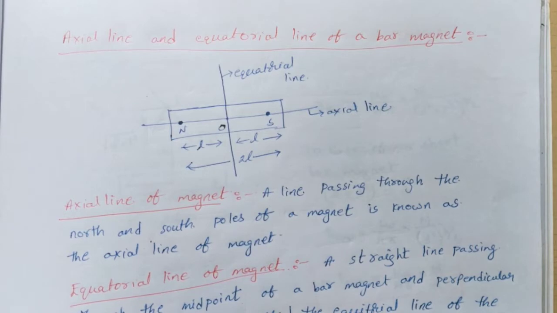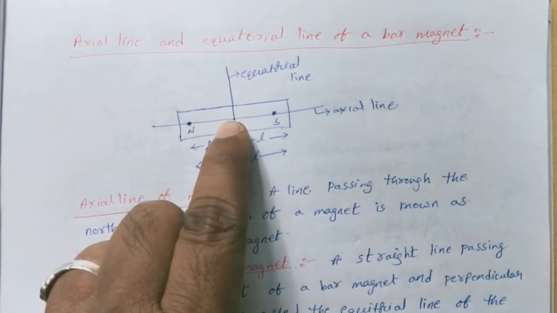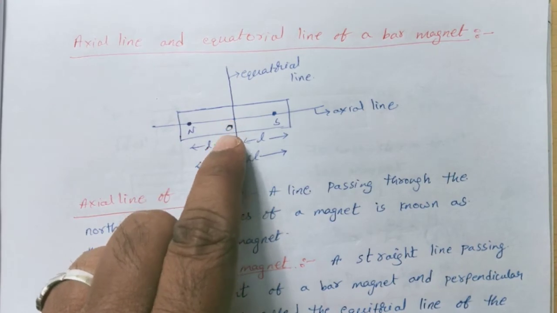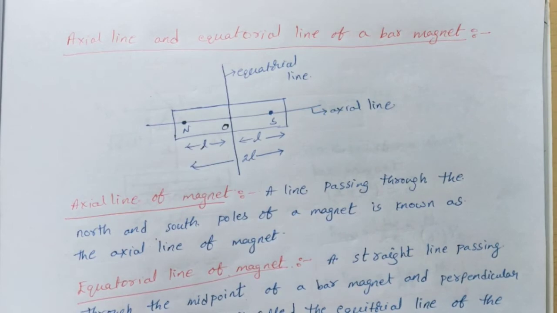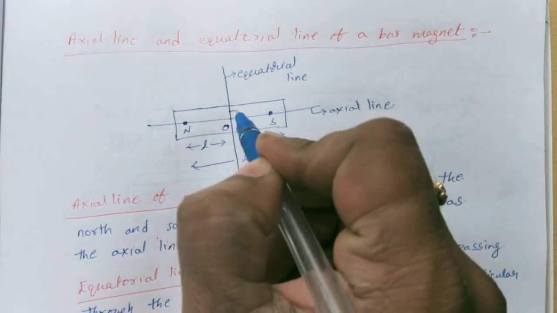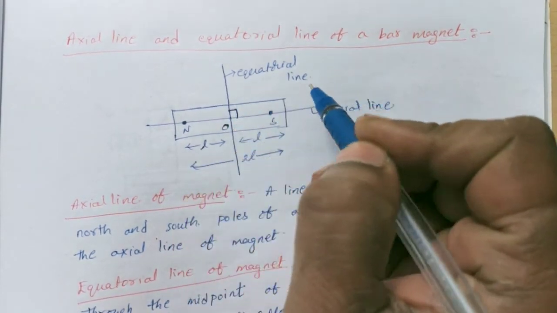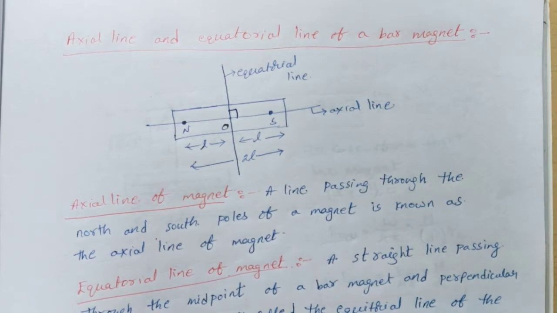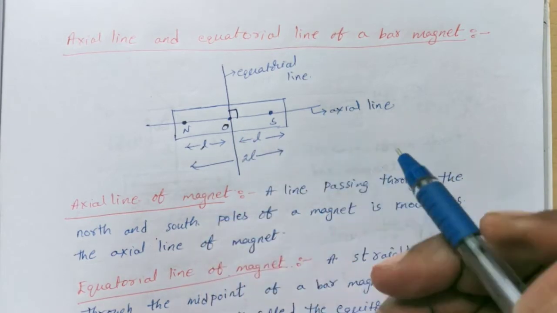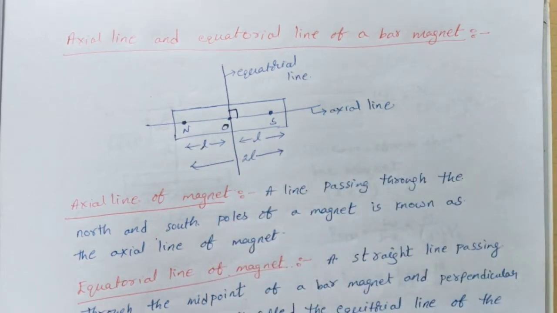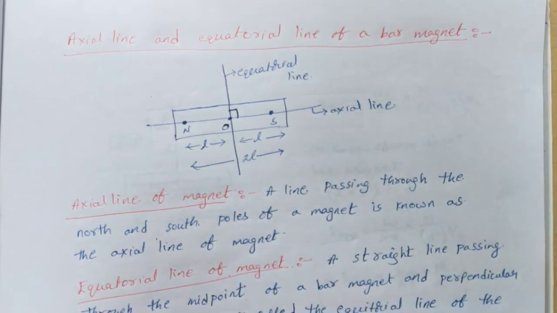See students, to discuss the equatorial line, this is the midpoint of the given bar magnet. The line which passes through that midpoint and is perpendicular to the axial line, that line we call the equatorial line. The line passing through the center of the magnet and perpendicular to the axial line is the equatorial line.